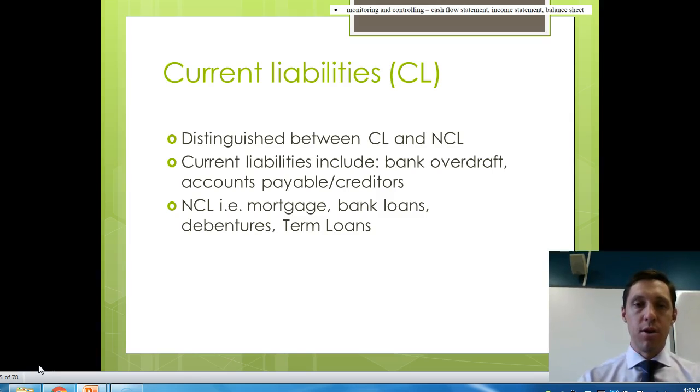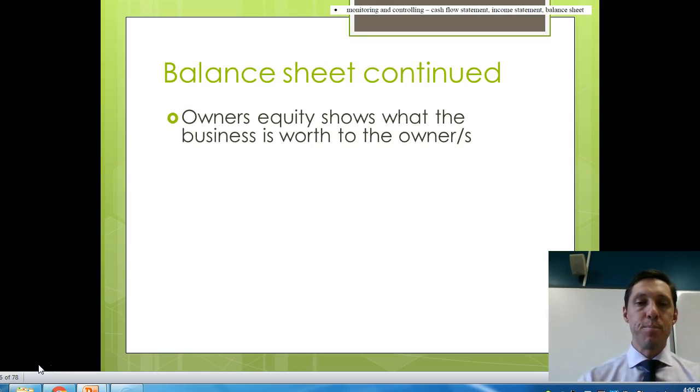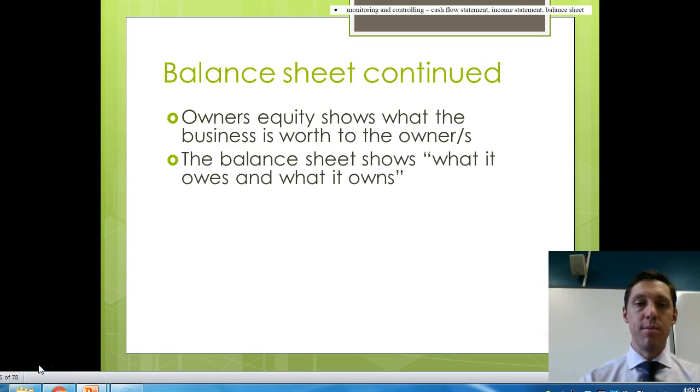Non-current liabilities, those obligations the business has that they are obligated to pay for a period longer than 12 months, include things such as taking out a mortgage, so that loan must be repaid over a long period of time. A bank loan, a term loan, debentures, they're all examples of non-current liabilities. You've also got on the balance sheet the owner's equity, and you can look at owner's equity a few different ways, but it effectively shows what the business is worth to the owners in the context of retained profits and capital, the amount of money the owner has put into the business. So the overall balance sheet is showing what the business owns, assets, and what it owes, liabilities and owner's equity.